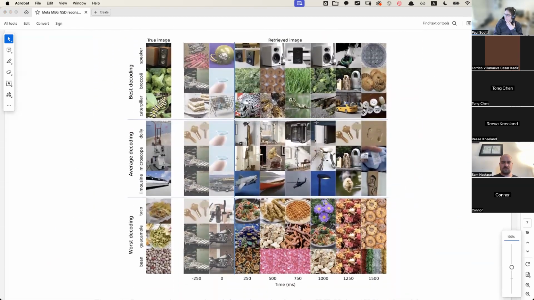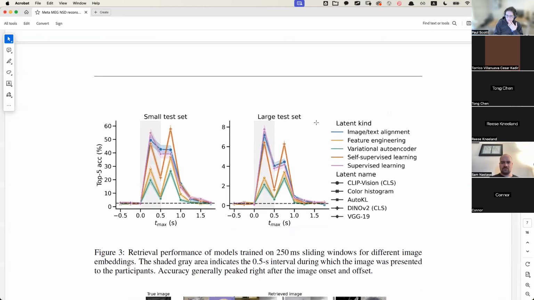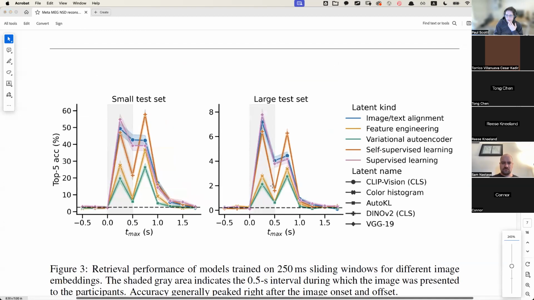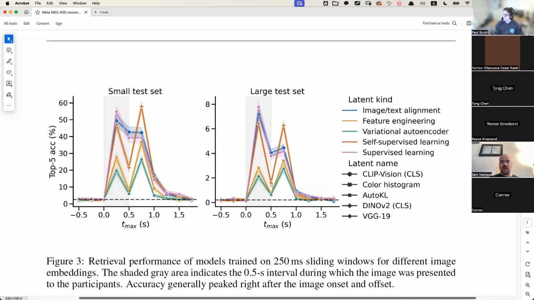It also seems weird to me that it would go down at 0.5. The 0.5 is the exact image offset, right? I believe so. It would make more sense if it stair-stepped down from when the image is presented to a half second later, but this dip is strange. There might be like a recoil in brain activity after the image turns off, right?